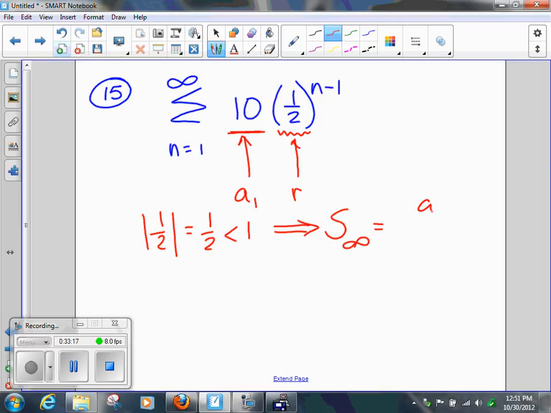A sub 1 over 1 minus R. All right, first term is 10 over 1 minus 1/2. And again, with your calculator, folks, find that sum for me. What is it, y'all? 20.